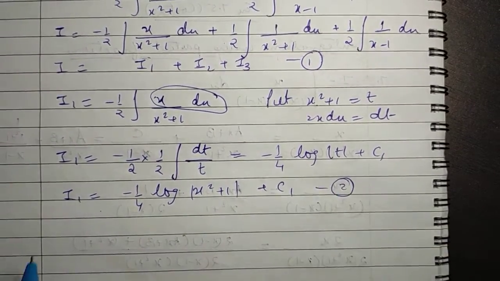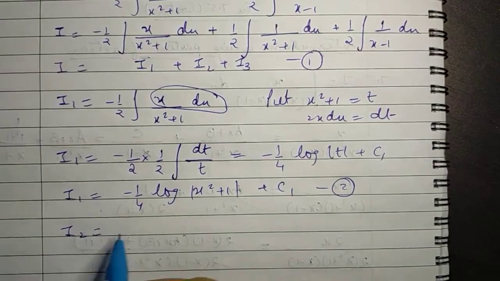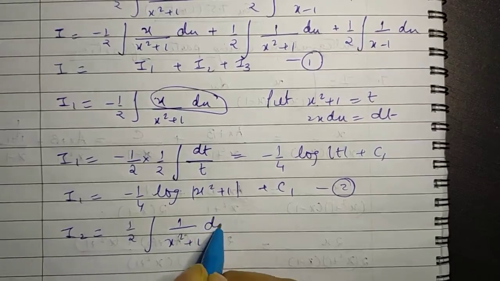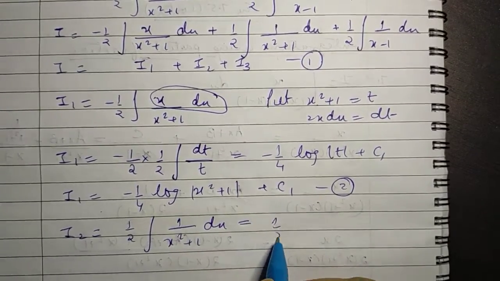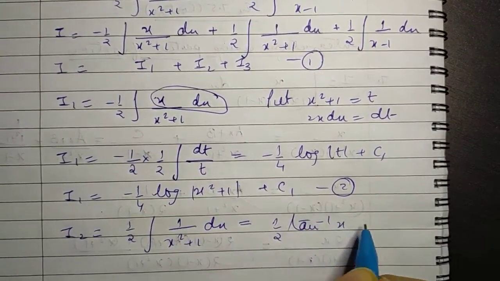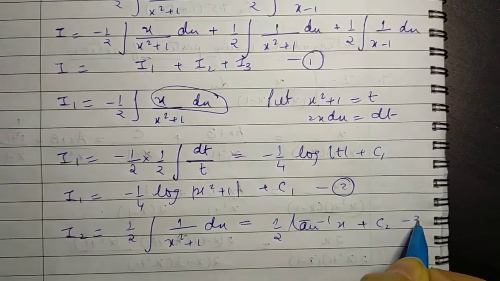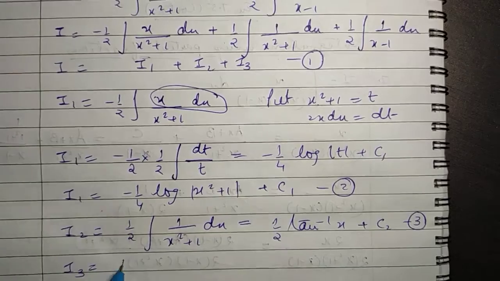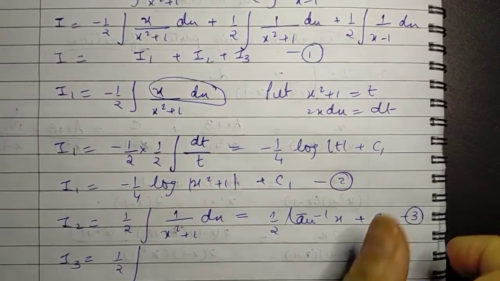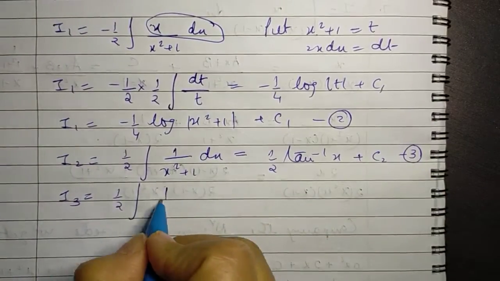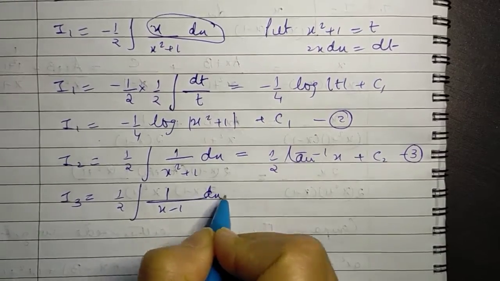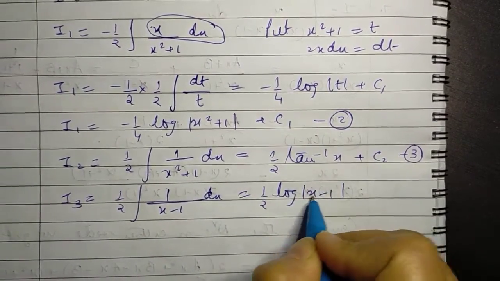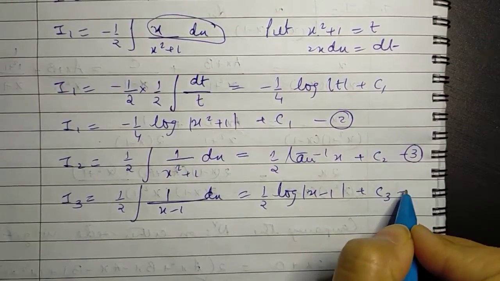Call it 2. Similarly, I2 is equal to half of the integral of 1 upon x squared plus 1 dx, which is a standard result, that is half of tan inverse x plus c2. Call it 3. And the last one, I3, is half of the integral of 1 upon x minus 1 dx. When you solve it directly, we know it is the mod of log of x minus 1 plus c3.